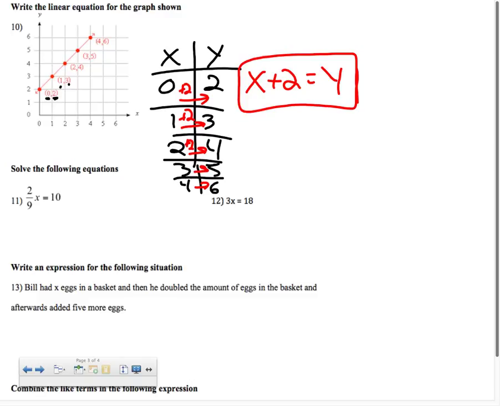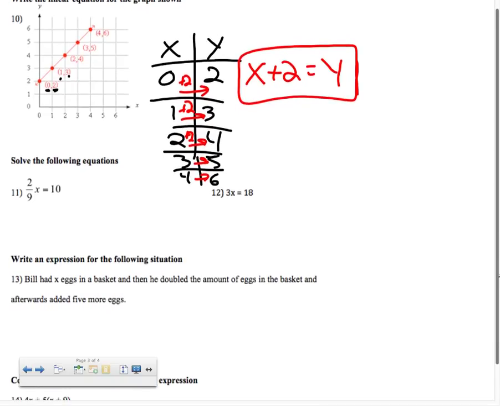Because that's how I get from one x number to the other y numbers. I take my x number, I add 2 to it, and then I get my y value. So that's the rule for that table, and that's the linear equation for the graph. So the rule for a table and the linear equation for a graph is the same question in our case. So if they ask you for a linear equation, or the rule of a table, or an equation in general, it's all the same thing.